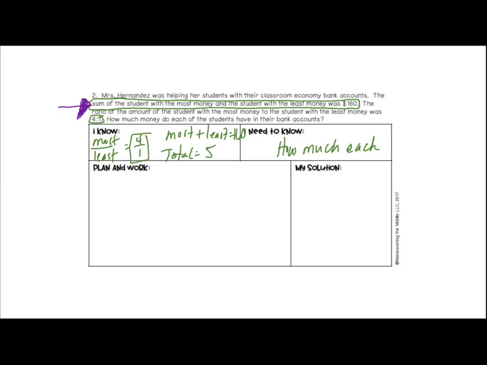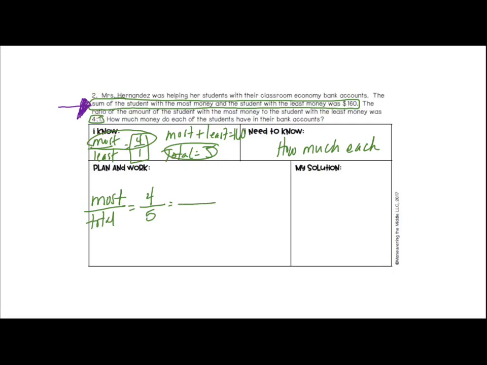So now what I have to do is take the information that it gives me, and I'm going to use 1. I'm going to pick the most. So for my labeling ratio this time, I'm going to do most to total. It wouldn't matter if I did least to total. This would still work. Then I know that my most is 4. That tells me right here. And my total is 5. So there's my given ratio.